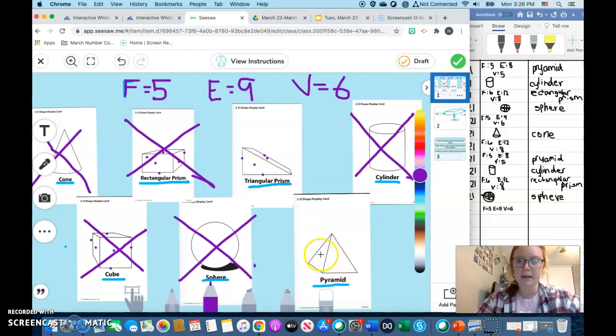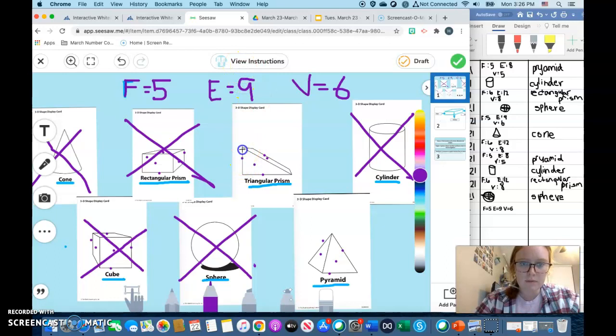And let's count our pyramid. 1, 2, 3, 4. And our pyramid also has 5. So we have a triangular prism and a pyramid. Let's move to our edges now, right? Our edges are where our faces meet, and they make those kind of creases or those lines.